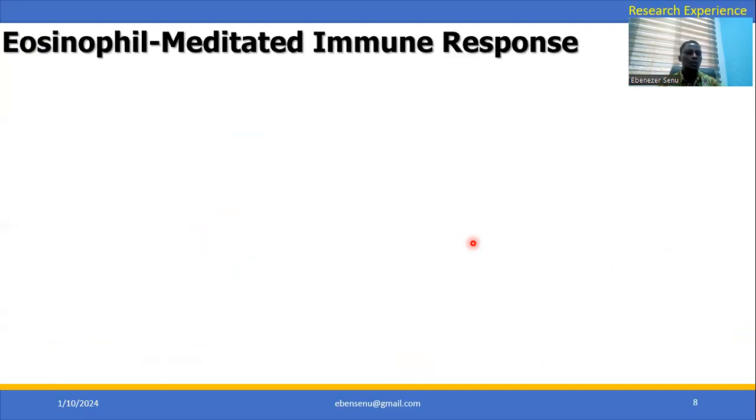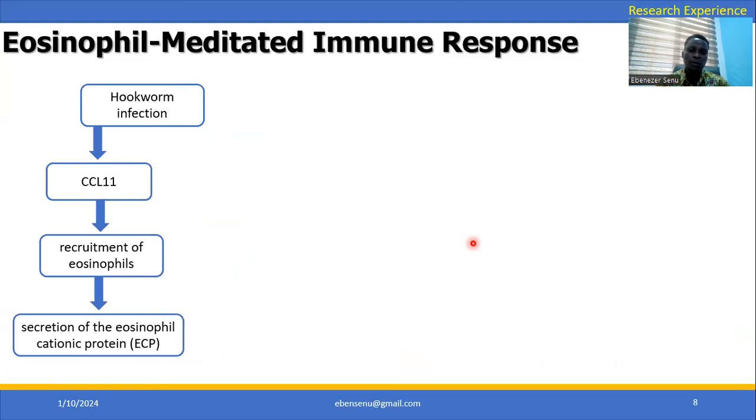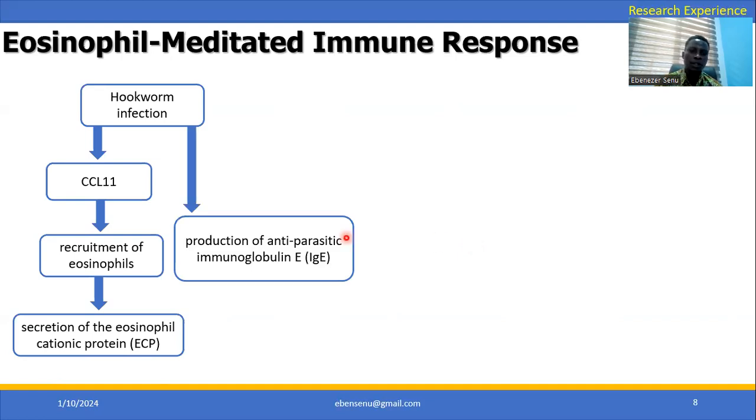But previous evidence shows that in hookworm infection, there is production of CCL11, which is a chemotactic protein that is involved in recruitment of eosinophils. And when the eosinophil is recruited, eosinophil cationic protein is secreted from the matrix of the eosinophil. And this ECP possesses a hematotoxic activity, which is involved in the cytotoxicity of the hookworm infection. Also, hookworm infection leads to production of antiparasitic immunoglobulin B.